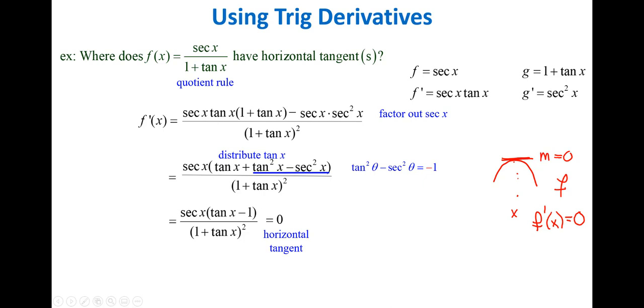And the first thing to know is that for secant of x, there's never a place on the secant graph where secant of x is 0. Remember, it's like a whole bunch of parabolas with asymptotes. Right? So we don't have to consider that factor. Now, jumping to the denominator, 1 plus tangent x squared also is never 0, and let me show you why.